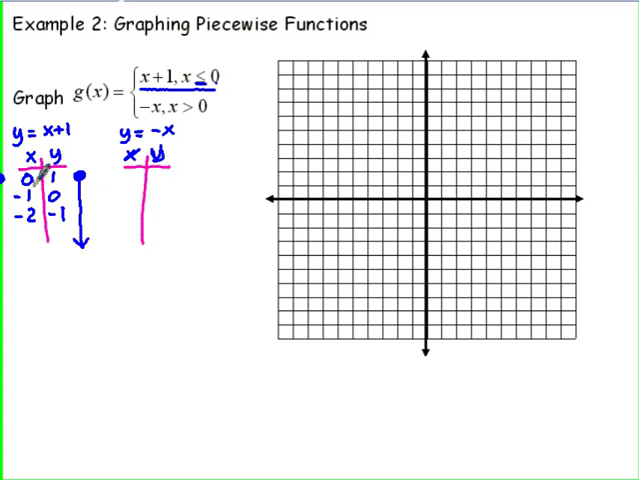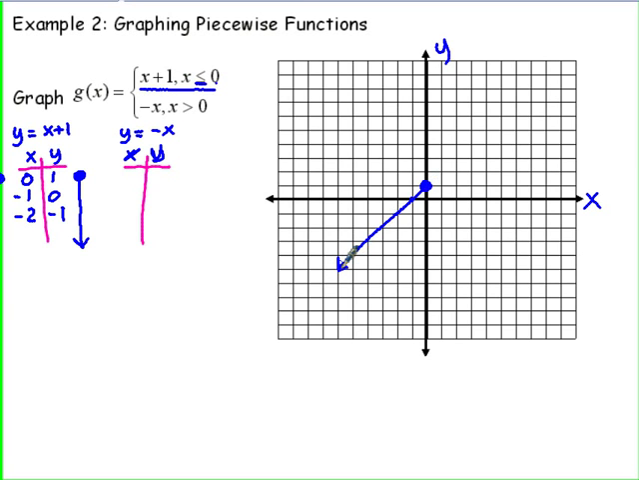So let's go ahead and plot this. At 0, 1, when x is 0 and y is 1, I have a solid filled in dot. At -1, 0, it's part of my line. At -2, -1, again, it's part of my line. And my line continues forever. Okay, so for all values of x less than or equal to 0, we're going to be on that line, y equals x plus 1.